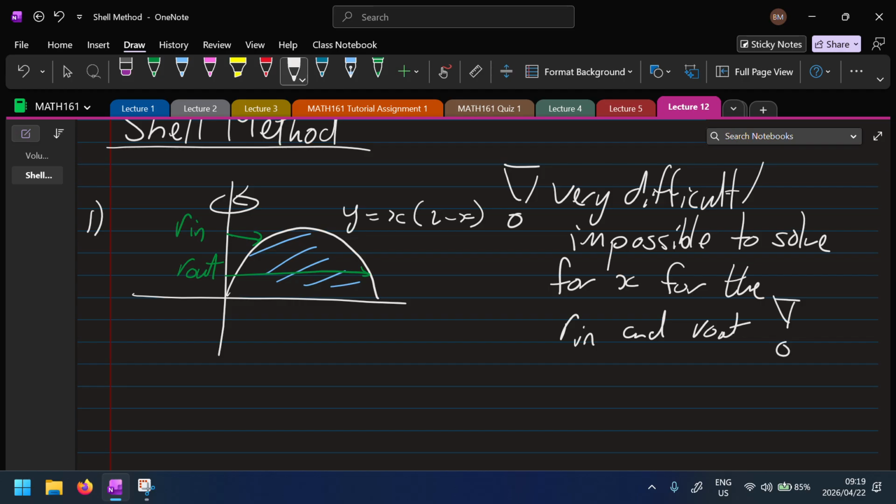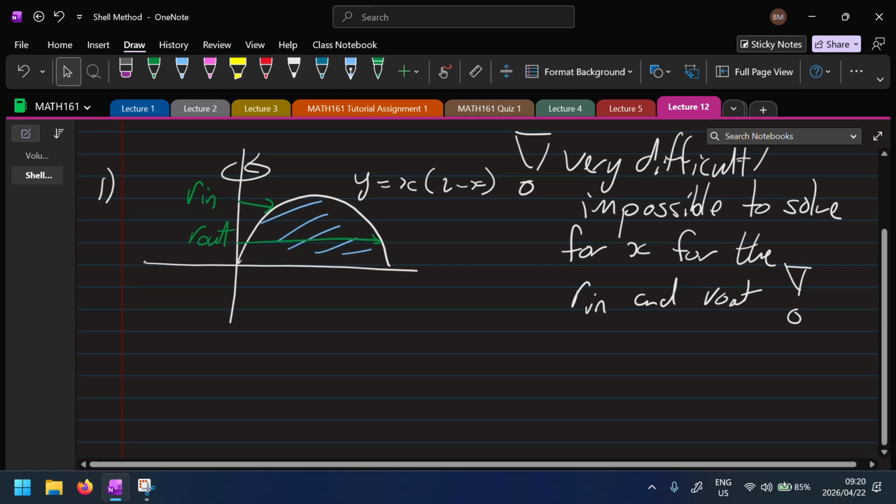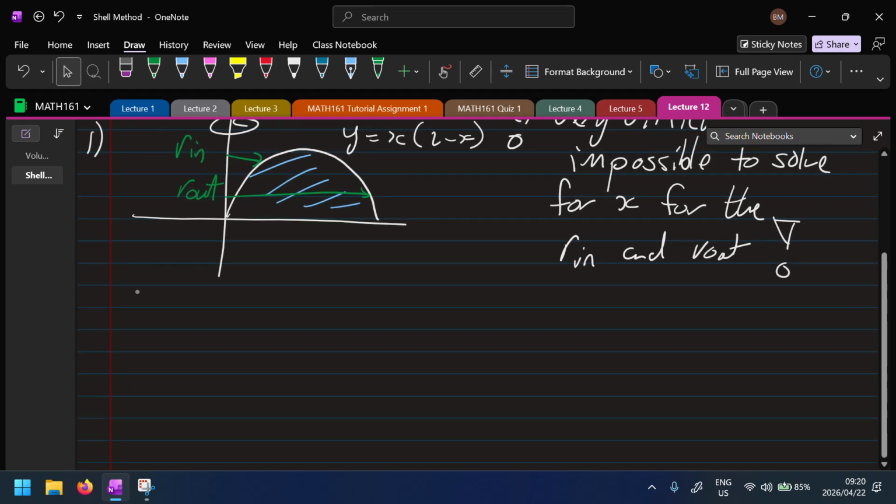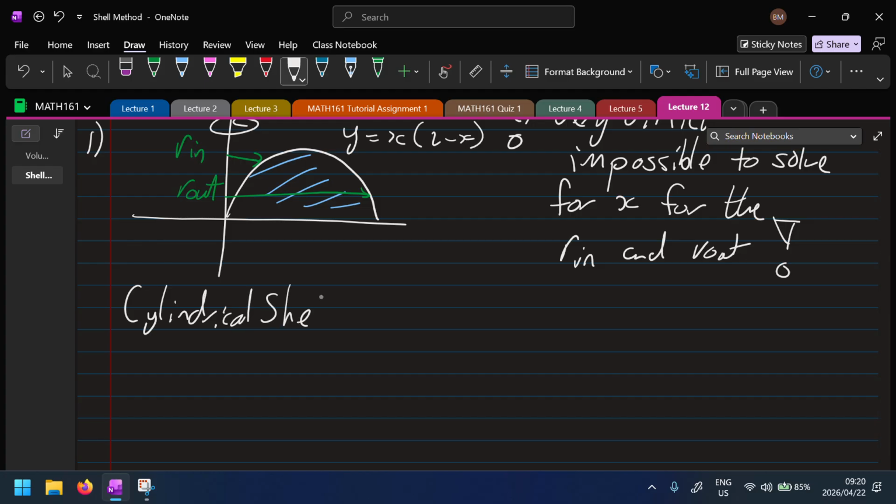So in those cases where it's difficult or impossible to solve for x, we need something else. And that's going to be the shell method. The way this works is we think about this 3D shape, and instead of cutting it up into disks and washers, we're going to break it up into cylindrical shells. We call it the shell method, but the full name is the cylindrical shell method. It's always cylinders, so we just call it the shell method.